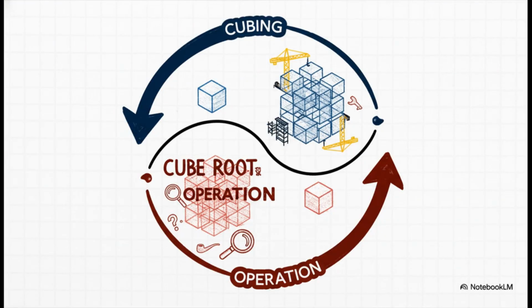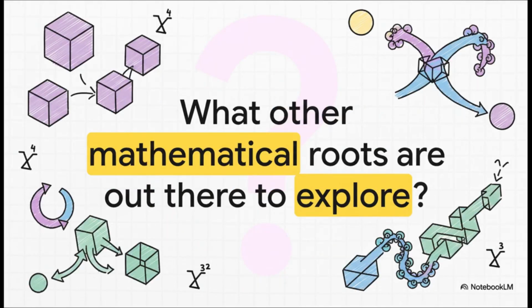If you only take one single thing away from this explainer today, let it be this. Cubes and cube roots are 2 sides of the exact same coin. They are perfect inverse operations. Cubing builds a number up with a power of 3, and the cube root breaks it right back down to its original foundation. And that pretty much wraps up our look at cubes and cube roots.